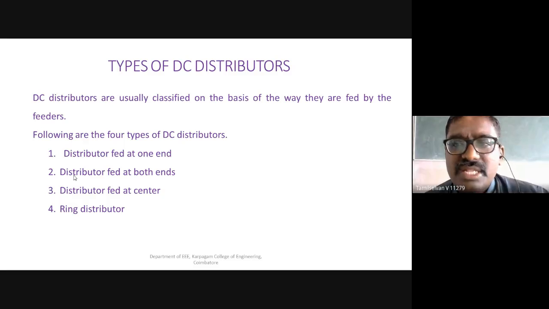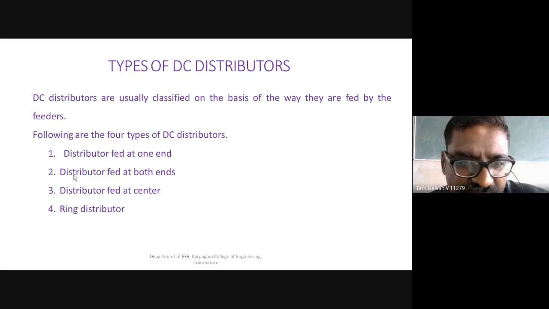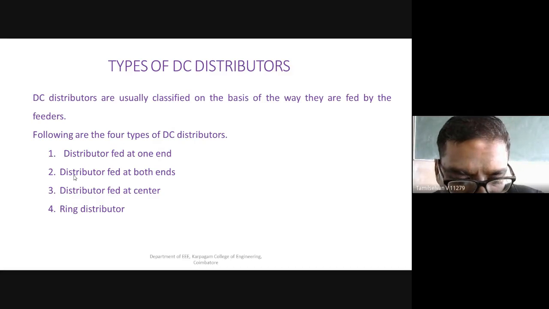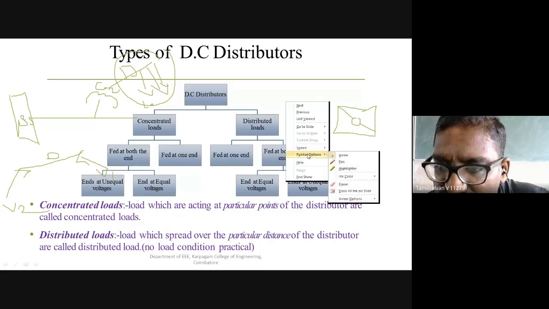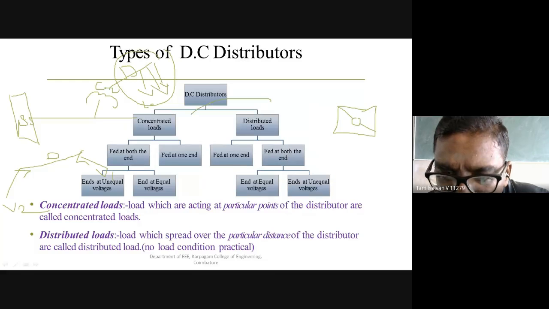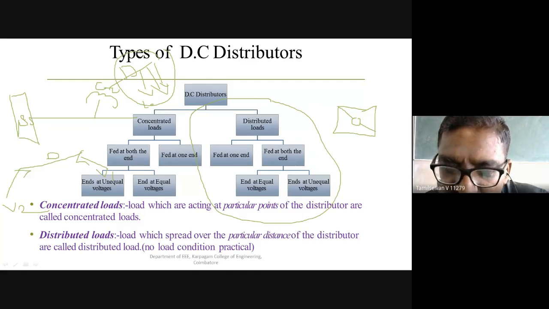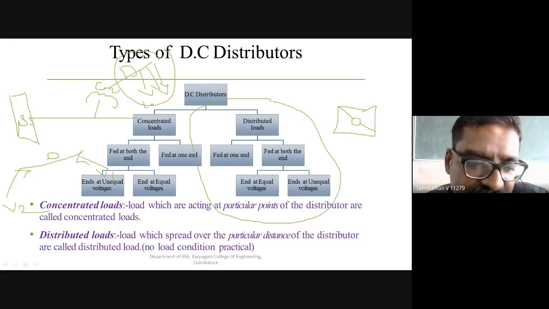Remember, based on that I am taking up one feeder type of distributor, as the first example. Here we are going to discuss everything with the distributed load. If you understand this, then we can do it for concentrated loads as well.